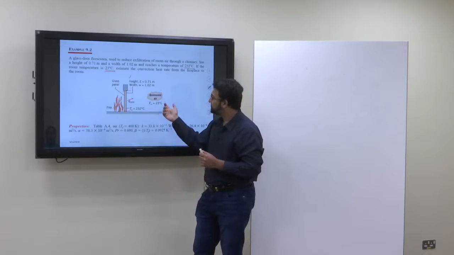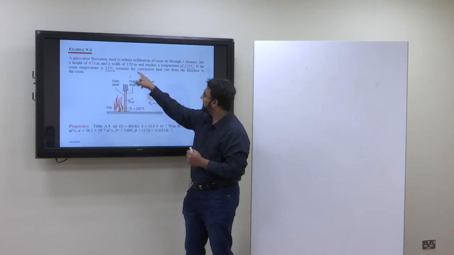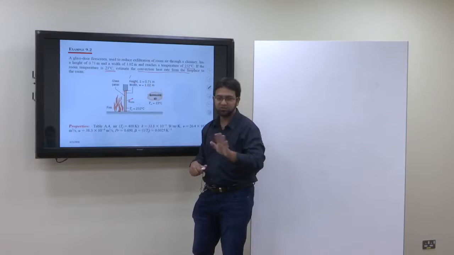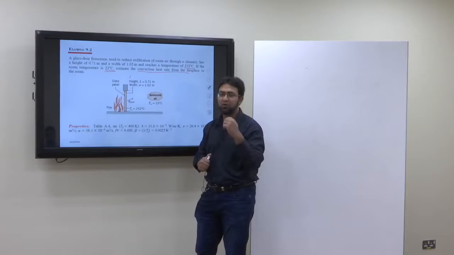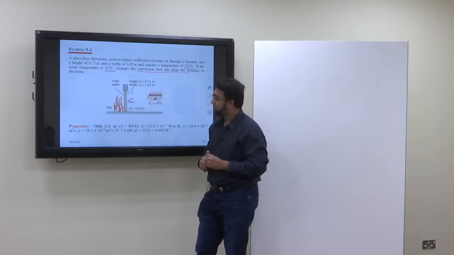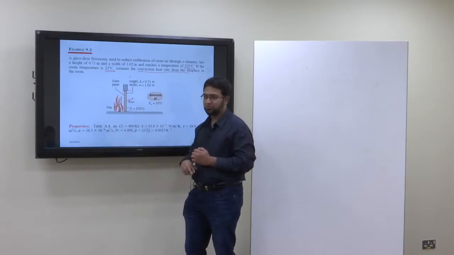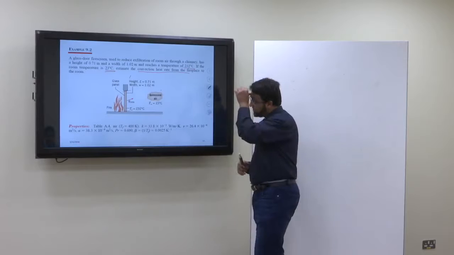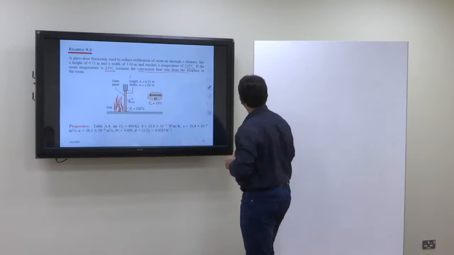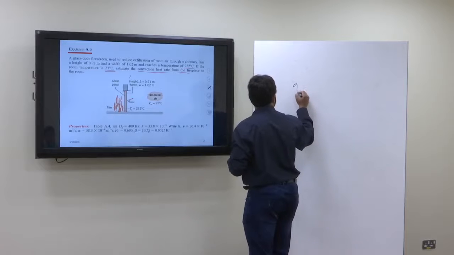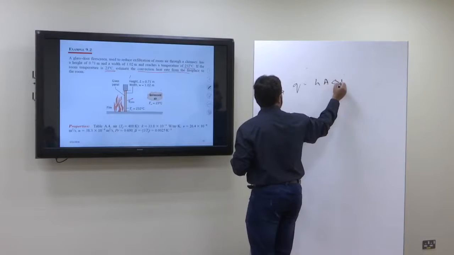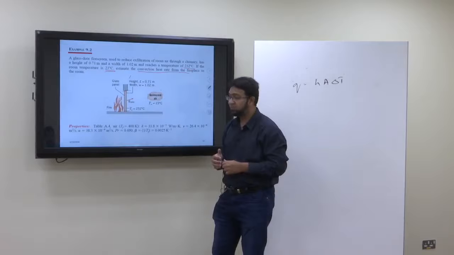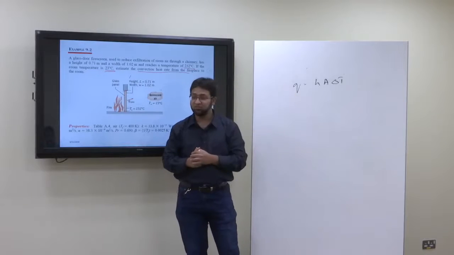Okay, so what we are concerned with is how much is the convection heat rate, how much is the convection heat transfer. We are not concerned about the radiation heat transfer right now, but we want to know how much will be the convection heat transfer from the glass to indoor. So in order to determine that, we have the formula Q equals hA delta T, right? So that will be the convection heat transfer.